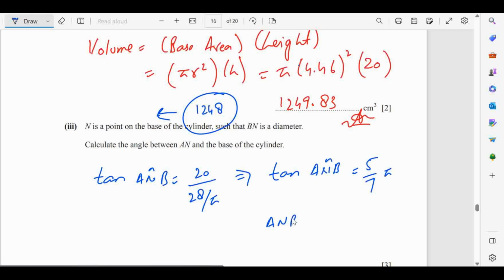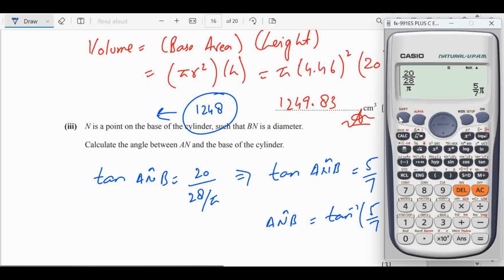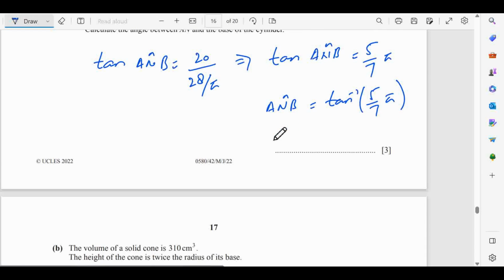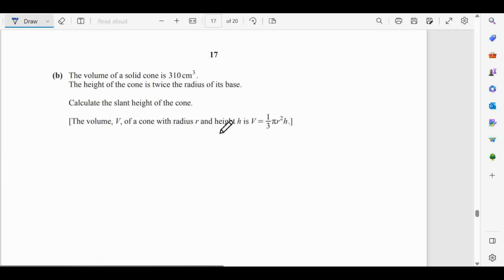So angle A and B will be equal to tan inverse of 5 by 7 pi. We can take the inverse, shift tan inverse of the answer. So this will be equal to 65.98. So 65.98 will be the final answer. We can also write it as 66 because it is almost equal to 66, but 65.98 will be the accurate answer. Let's move to part B.